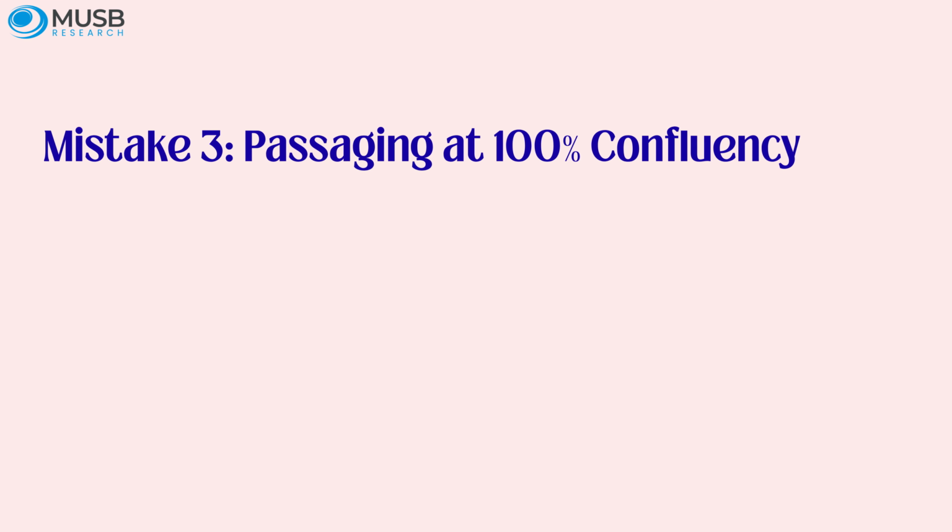Mistake 3. Passaging at 100% confluency. You had a busy week. Life happened. Your cells hit 100% confluency. You figure you will just passage them now. Surely more cells means a better yield, right? Wrong. Here's what actually happens at 100% confluency.